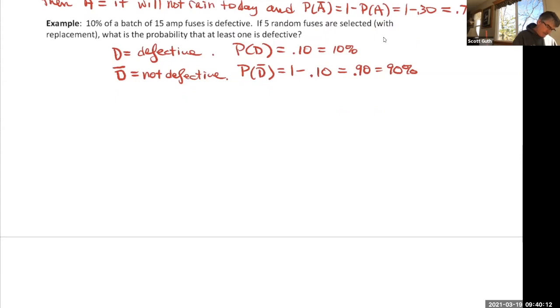Now the more complicated bit is that you've picked 5 fuses, and they're asking what's the probability that at least one is defective? That's sort of complicated. So A, I'm going to define to be the event at least one is defective.